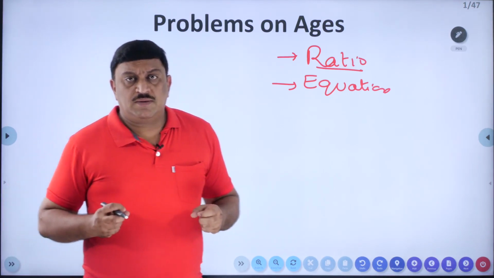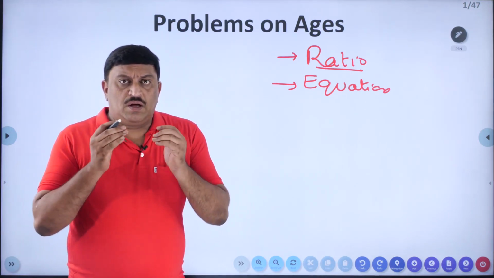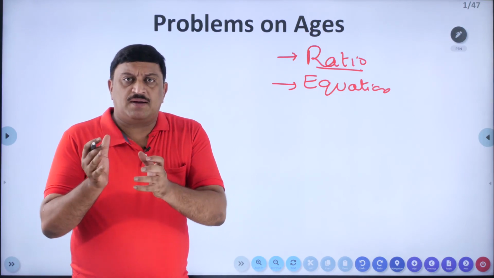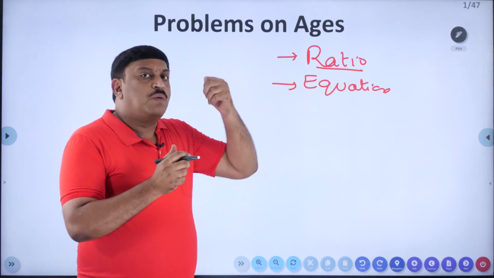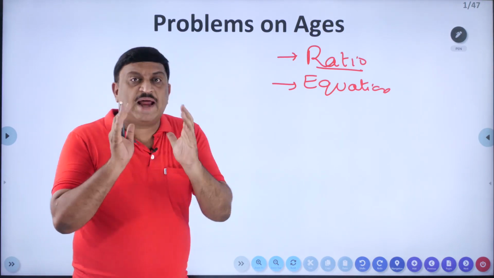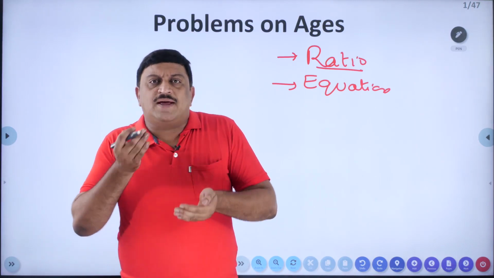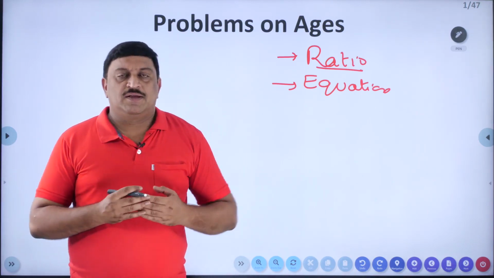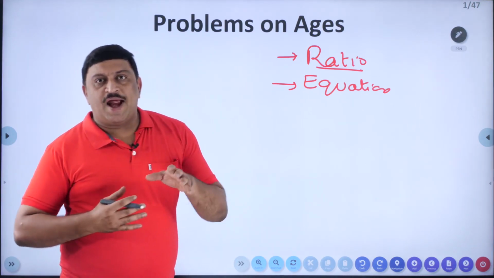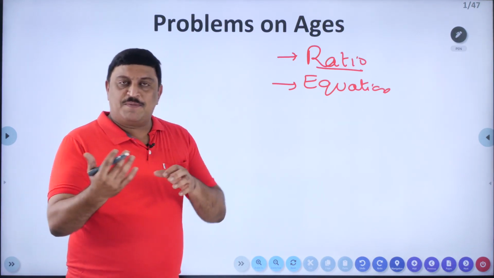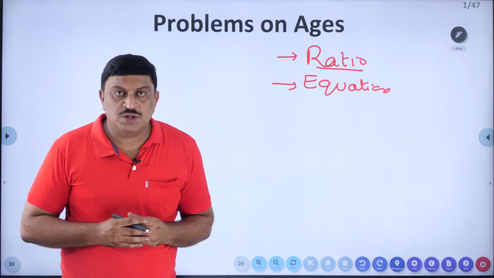Before going into the actual ratio and proportion, the topic ratio and proportion is a theory part. Problems on ages is a practical part. We'll do practicals first, then go to the theory. It is not lab to land, it is land to lab. That is, land means practicals first, then come to the theory part. This is my approach, right?